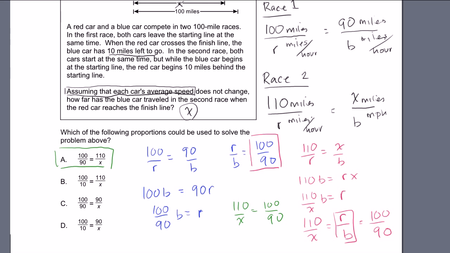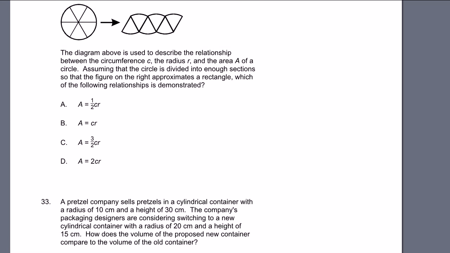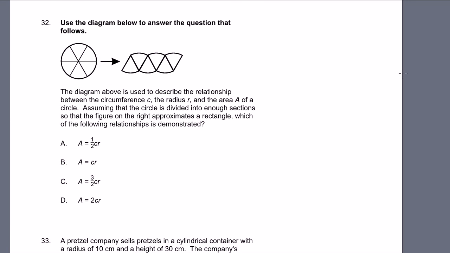Next problem. All right. Use the diagram below to answer the question that follows. The diagram above is used to describe the relationship between the circumference, right? The circumference is going around the circle, the radius, that's the radius, and the area of a circle. The area, we know what the area is, assuming that the circle is divided into enough sections so that the figure on the right approximates a rectangle. Which of the following relationships is demonstrated?